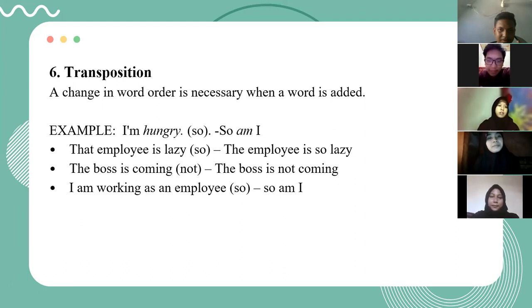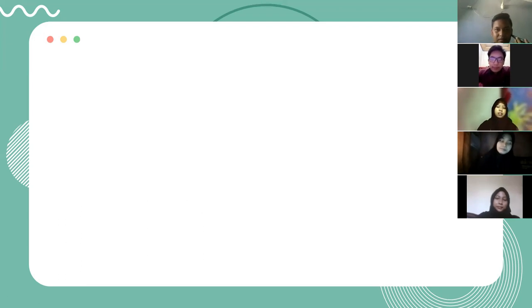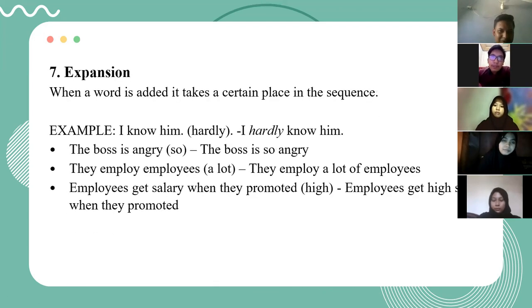Nice. Example number 2, the boss is coming, parenthesis not. The boss is not coming. Nice. The last one, I am working as an employee, parenthesis so. So am I. Nice. Then we move up to our seventh type of learning. We call it expansion.